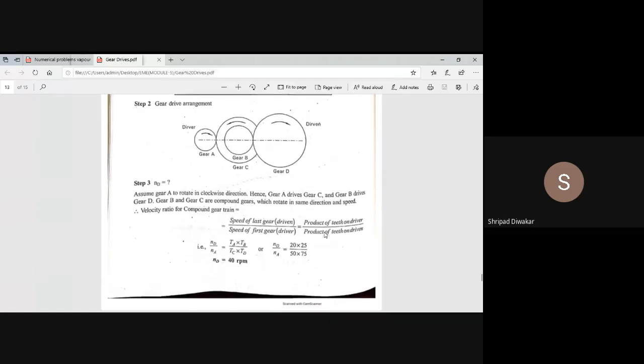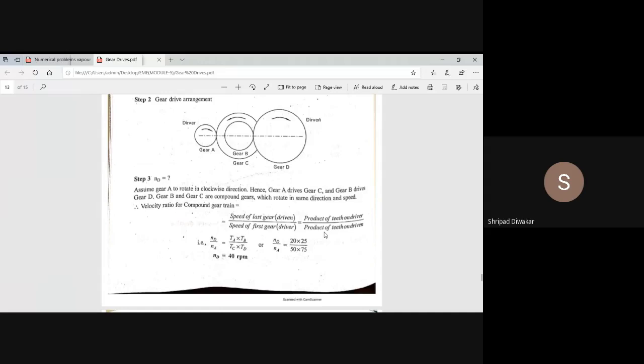Next, as we discussed in the previous class, the velocity ratio in the case of a compound gear train differs. That is, speed of last gear divided by speed of first gear equals the product of teeth on the drivers divided by the product of teeth on the driven. I explained this theoretical concept in the previous class. Just remember, in a compound gear train, the speed of the last one divided by the speed of the first one equals the product of teeth on the drivers divided by the product of teeth on the driven.